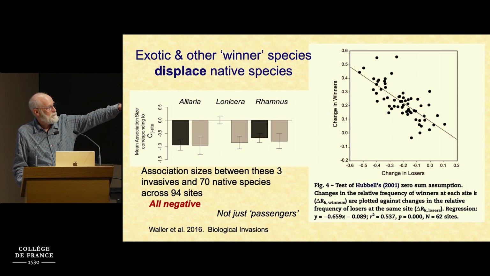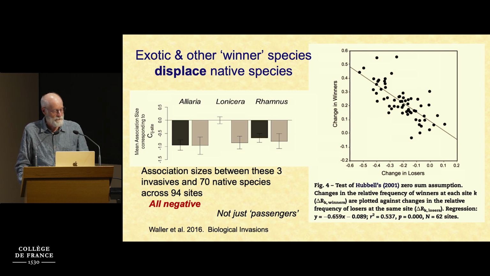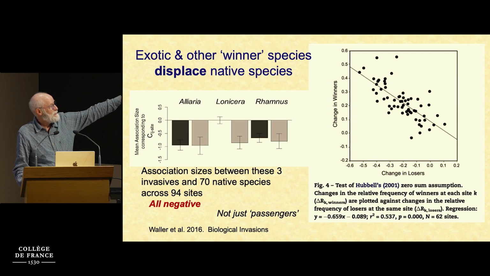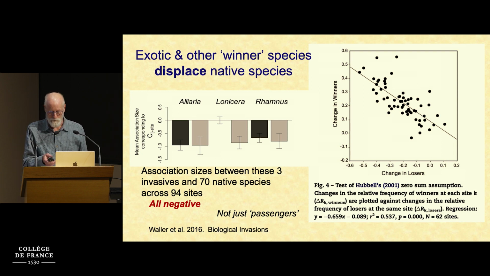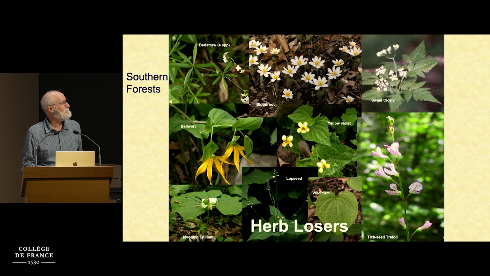We tested Hubbell's zero-sum assumption there, looking at how much the change in losers at a site was associated with a change in winners. You can see clear evidence for a trade-off there. And looking at 70 native species in southern Wisconsin forests, we found negative associations overwhelmingly. So those are the winners.